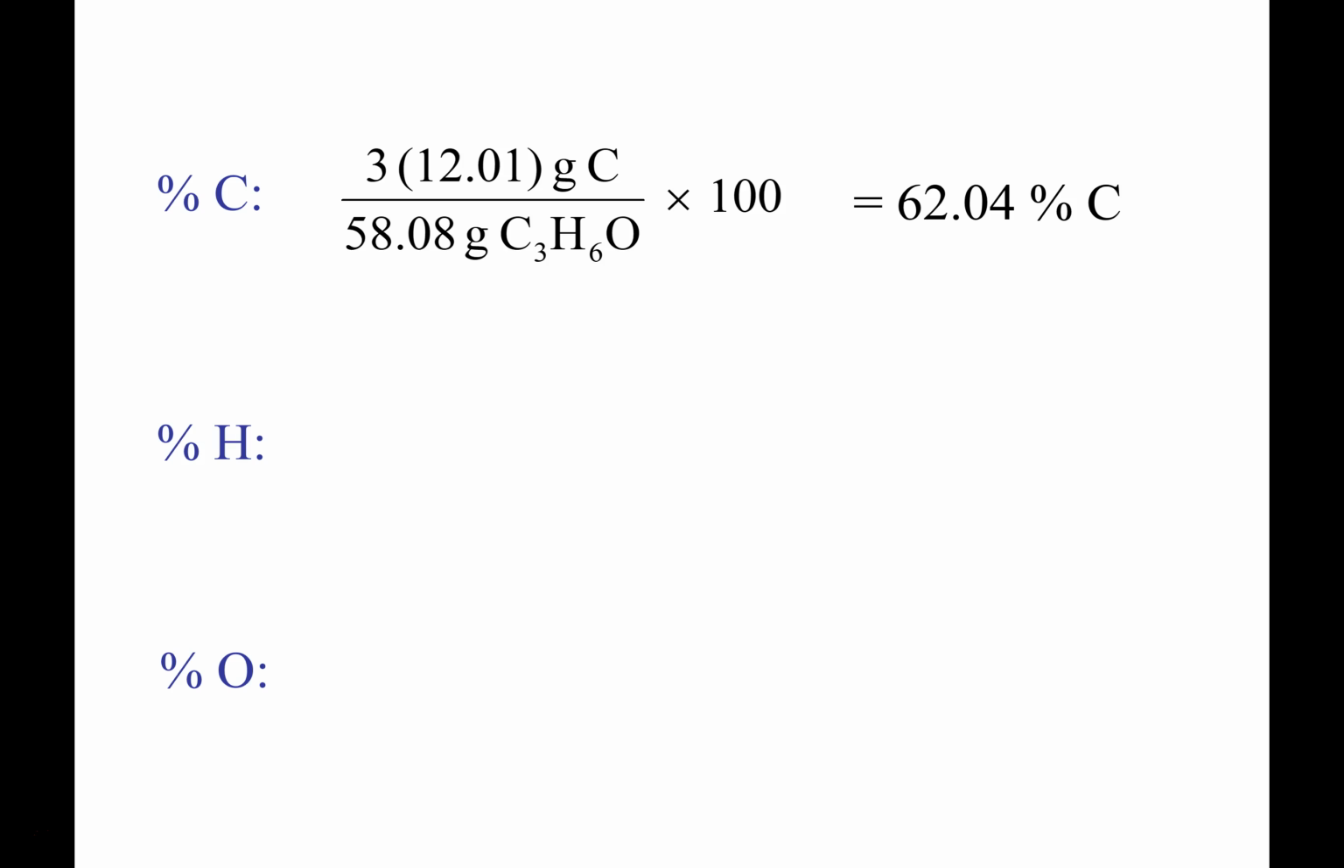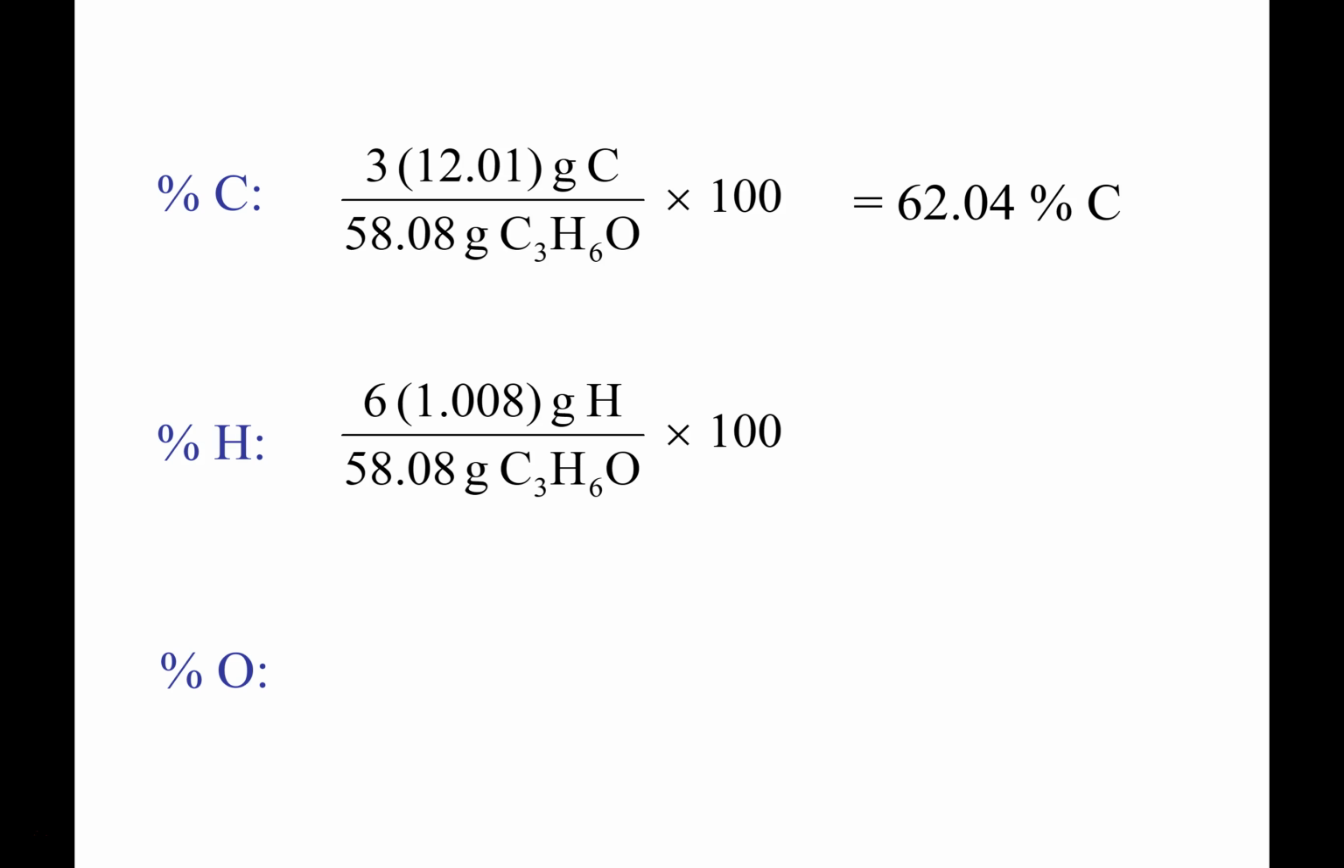For hydrogen, we apply a similar process. There are 6 hydrogens, so we take 6 times 1.008 grams of hydrogen, divided by, again, the same number in the denominator, that 58.08 grams of C3H6O of our compound of interest, times 100 or 100% to get it parts per 100. Round to 4 sig figs, you're looking at 10.41% hydrogen.